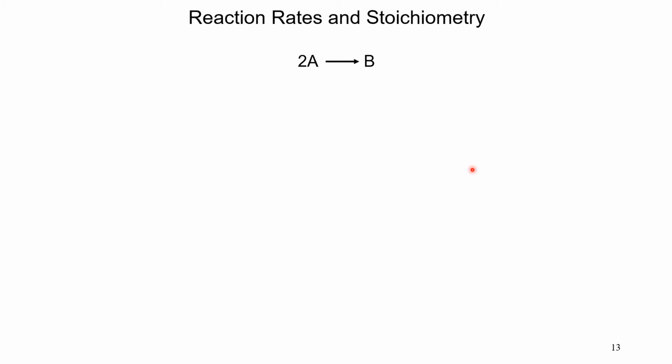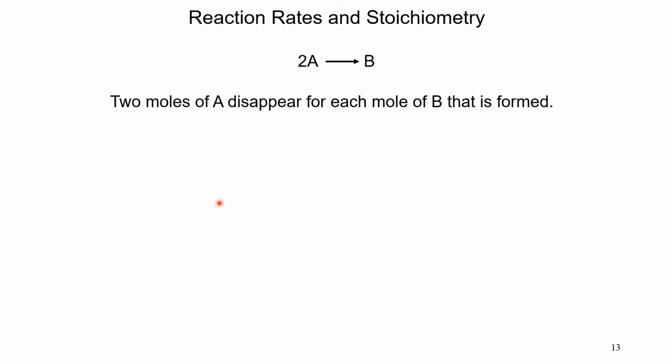But be careful doing this, okay? Because in that last example, I just had A goes to B. But here, look at what has changed. Now we have a stoichiometry change. So what's going to happen here is that it's not always going to be a one-to-one concentration relationship. In this case, 2 moles of A disappear every time 1 mole of B is formed. And that's straight from the stoichiometry of your balanced chemical equation, okay?